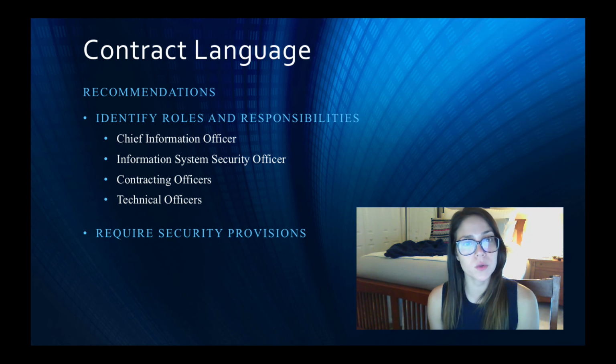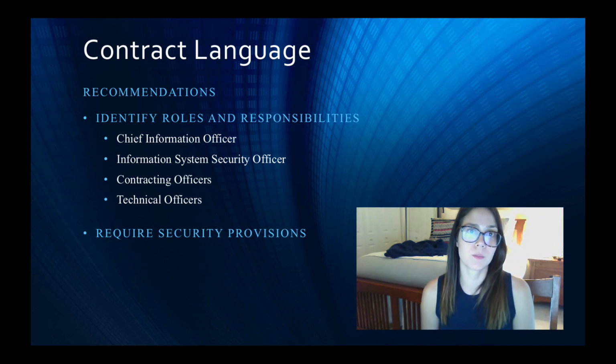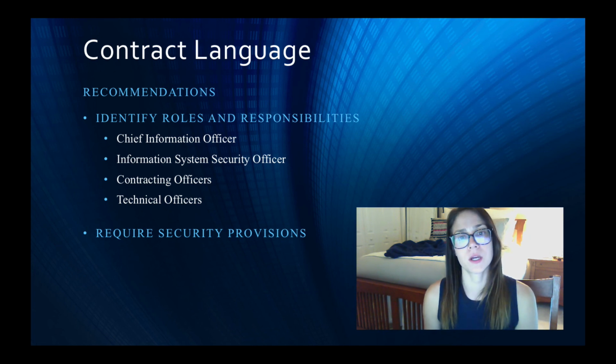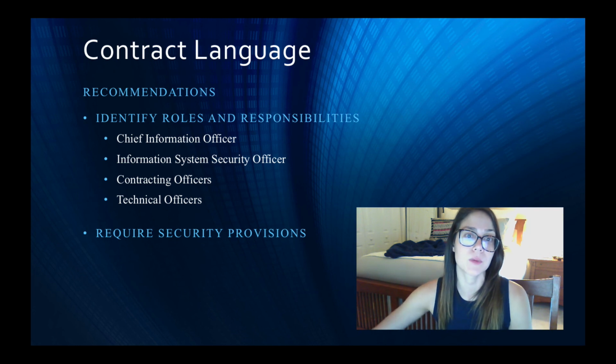So the first role is going to be the Chief Information Officer. They're going to ensure that requirements and other applicable regulations and policies are going to be met for all acquisition and maintenance contracts. After that is the Information System Security Officer. They're going to ensure that appropriate safeguards are incorporated into the staffing, design, specification, development, testing, and acceptance of these systems and related service.